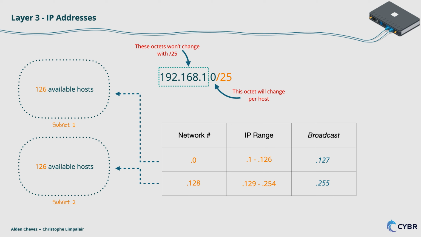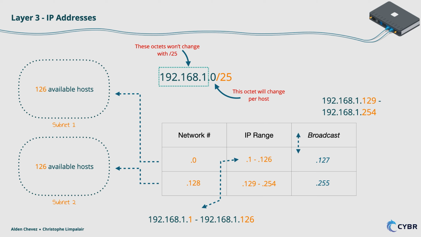But again, there's a 0.255 that's reserved for broadcast. And so that's why you only have 126 hosts. So with /25, we could have a network that has IPs all the way from 192.168.1.1 as an example, all the way to .126. And then you could have a separate network that has 192.168.1.129 all the way to .254.